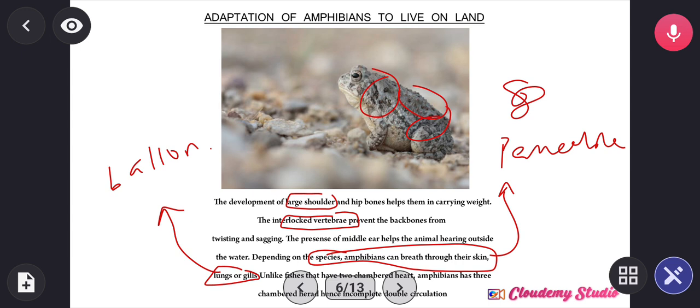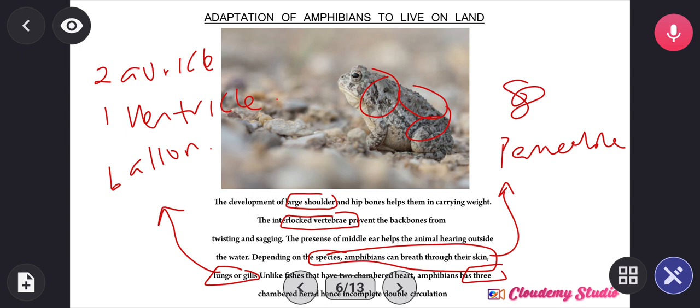Unlike fishes, amphibians have three-chambered hearts. You know, fishes have two-chambered hearts. Amphibians have three-chambered hearts. So instead of single circulation, amphibians have incomplete double circulation because of the three-chambered heart. And this three-chambered heart includes two auricles and one ventricle. You have to know that. Two auricles and one ventricle. So the blood is pumped through the artery, carrying oxygenated blood from the heart to the skin or the lungs and other parts of the body, for the oxygen to circulate throughout the body.